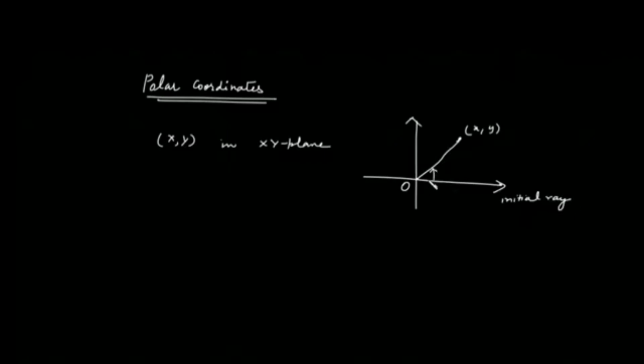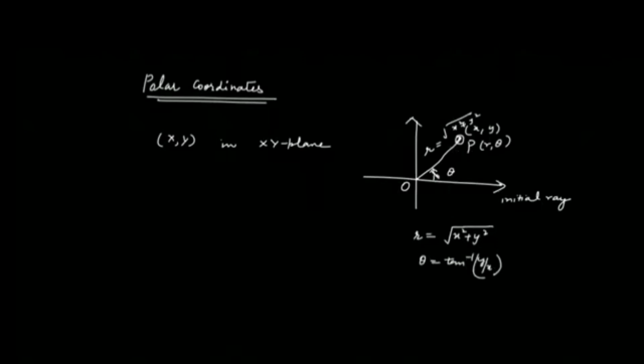Let's suppose this is an angle theta and this distance is r, which is the square root of x squared plus y squared. So if we want to find out the coordinates of this point P in polar, then it is represented by (r, theta), where the value of r is the square root of x squared plus y squared and the value of theta is tan inverse of y upon x.